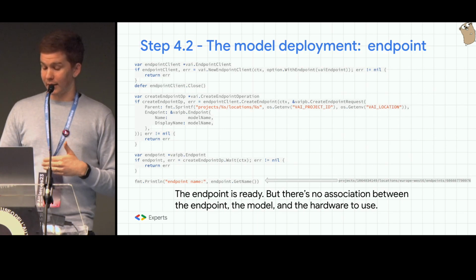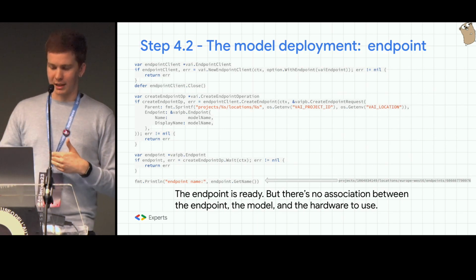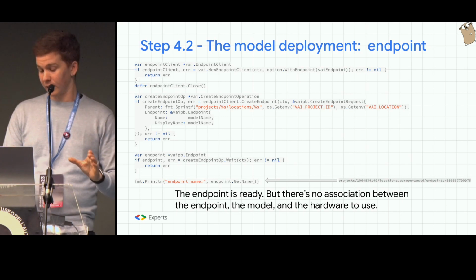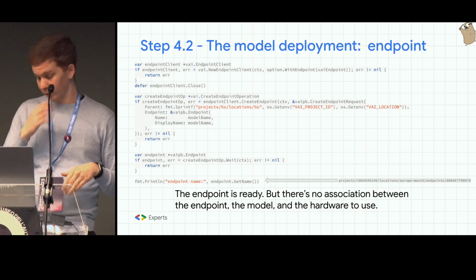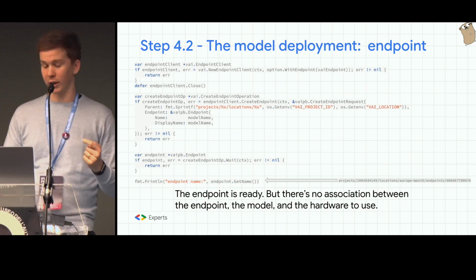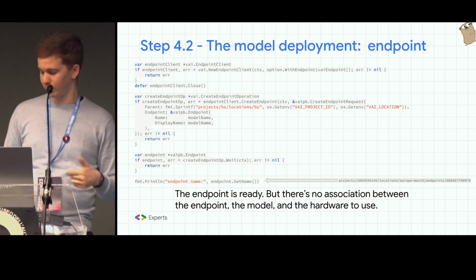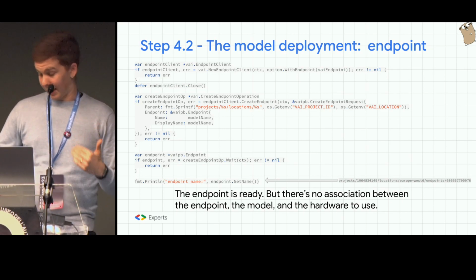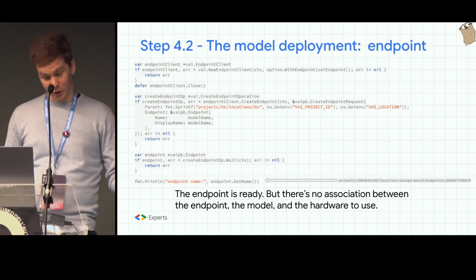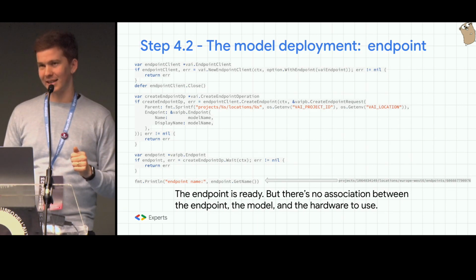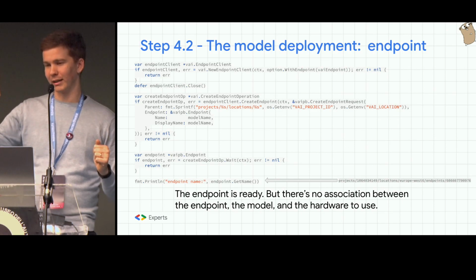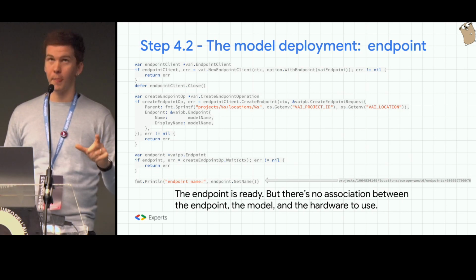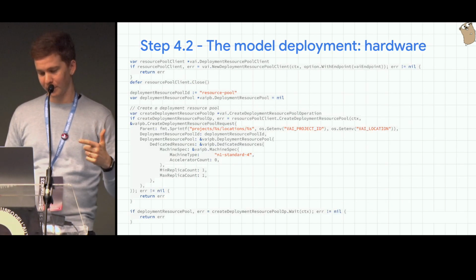The way for creating the endpoint is once again following the same pattern. You create this endpoint client, you fill the data, telling it that this is the endpoint name previously deployed, and we deploy the endpoint there. Sadly, this is only the endpoint without the association with the model. So we need to create the association between the model and the endpoint.